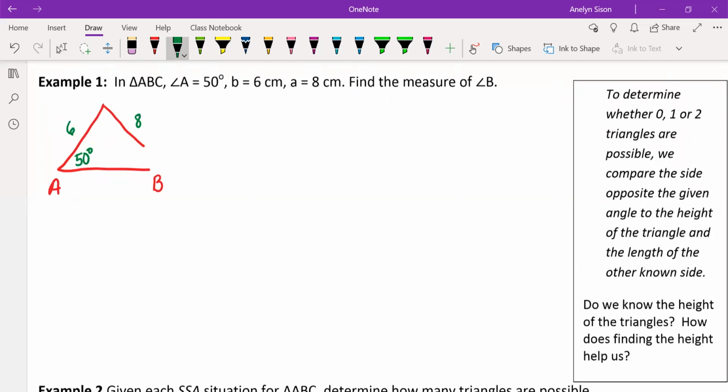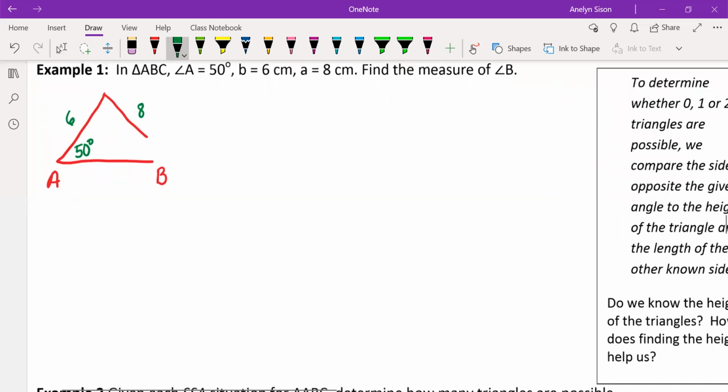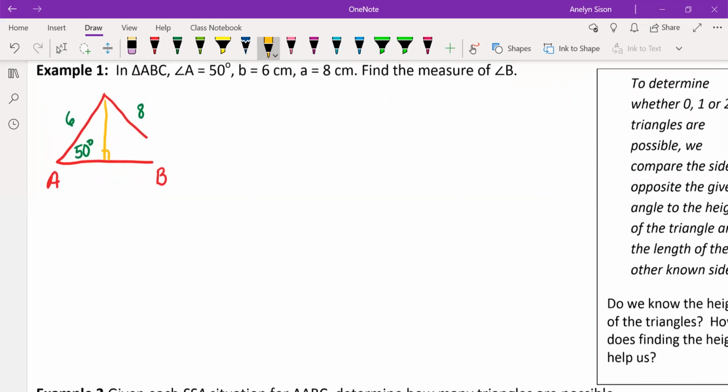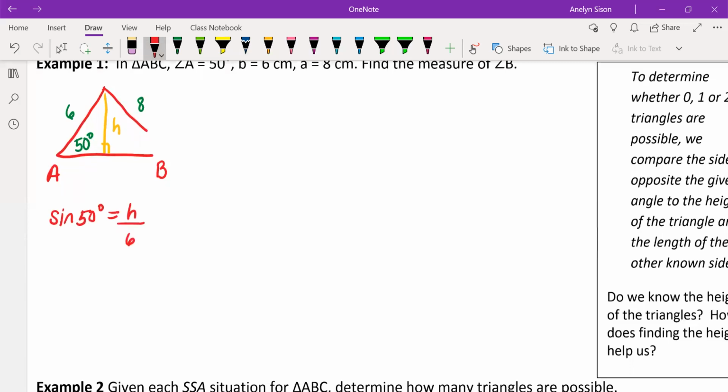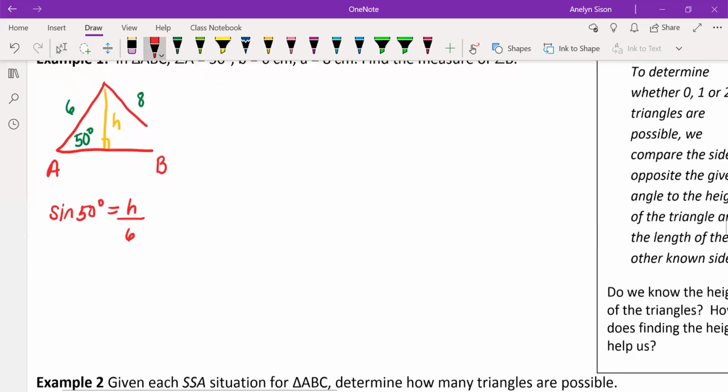What should we do first to check if we can make a triangle or not? Find the height. We need to know if that side length is big enough to make a triangle. So we find the height. So this is SOHCAHTOA. So sine of 50 degrees is equal to the height. This is what we want, the height, over 6, the hypotenuse. So now h is equal to 6 sine of 50 degrees.